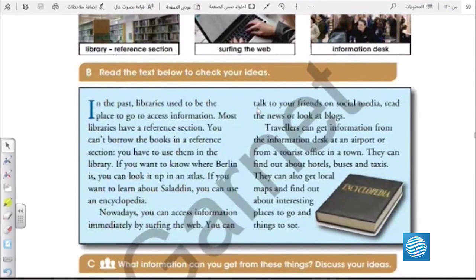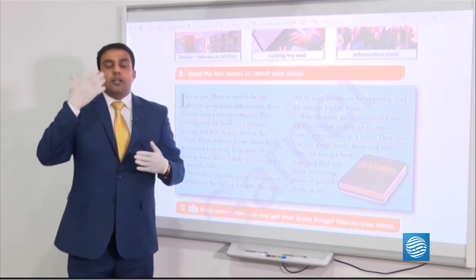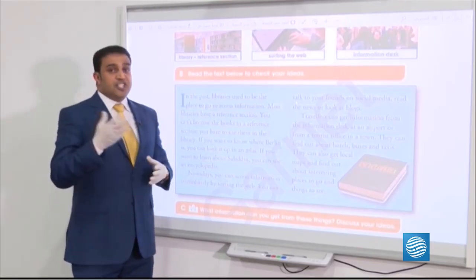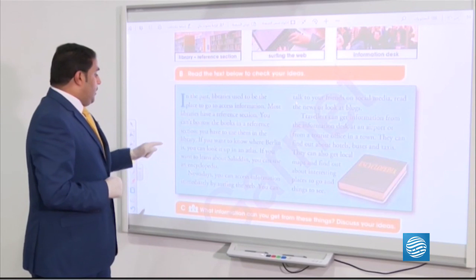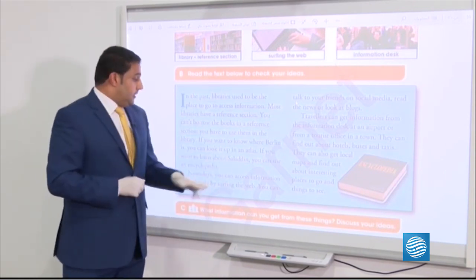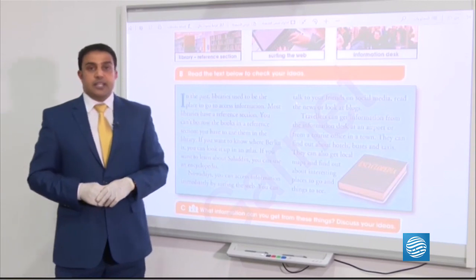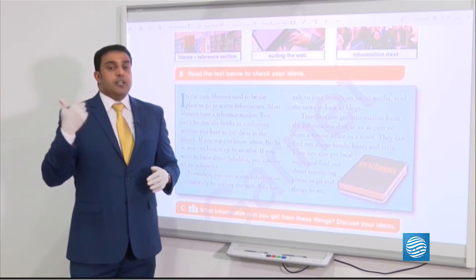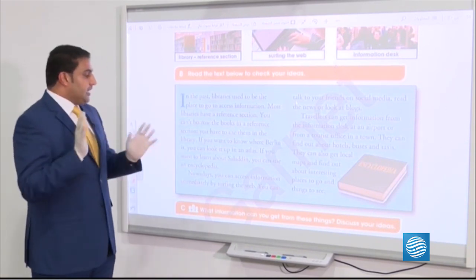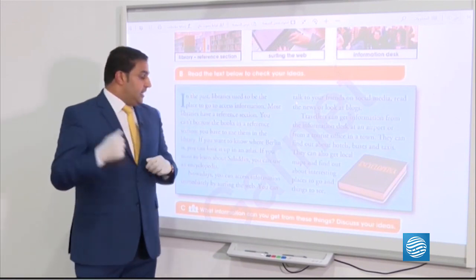If you want to know where Berlin is, which type of books can we look for here? We can look for an atlas. An atlas is a book used to know about geographical positions or countries or cities as well. Okay. If you want to learn about Salah ad-Din, you can use an encyclopedia. An encyclopedia is a book that includes information, or historical information from before.